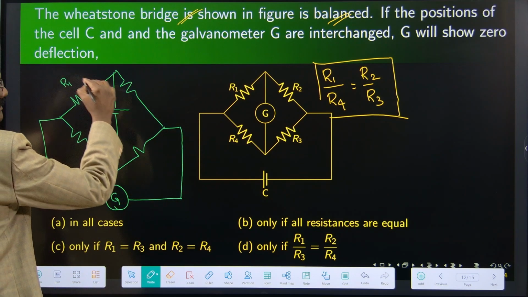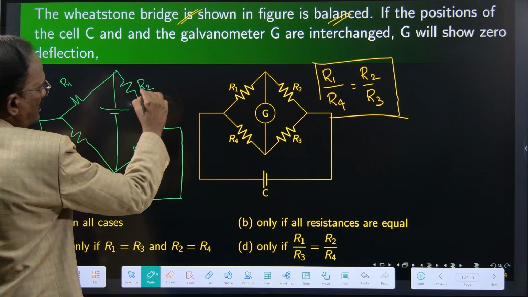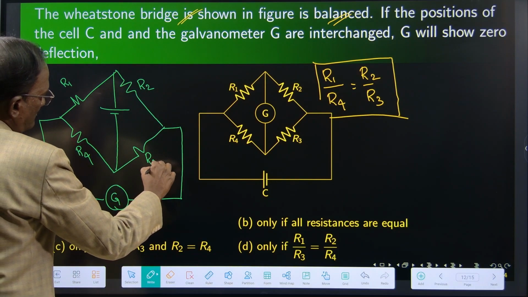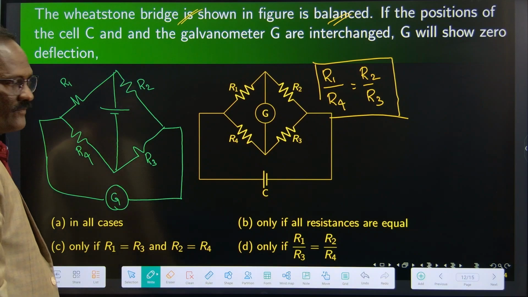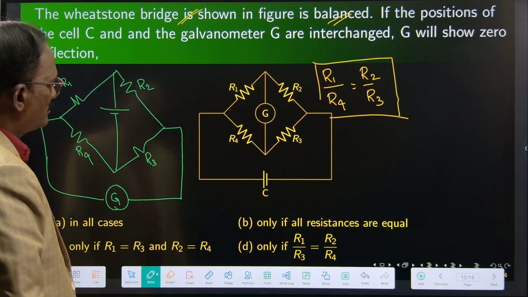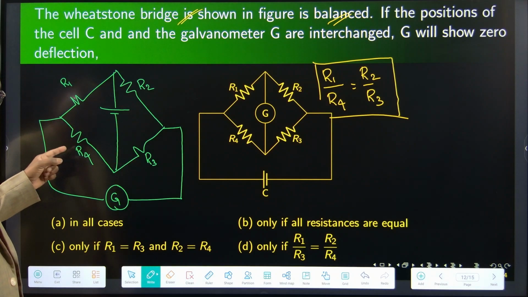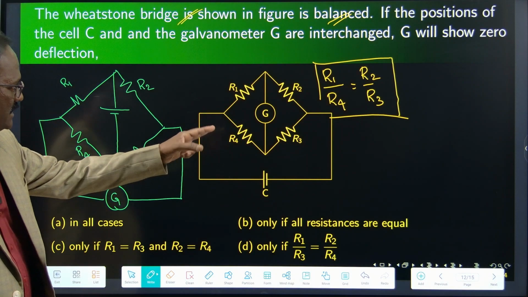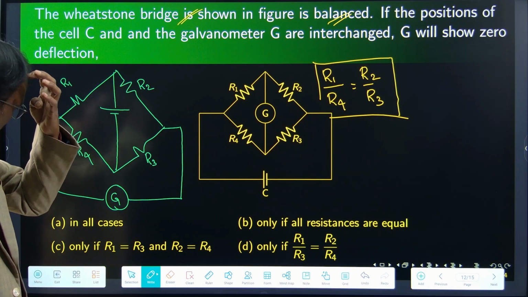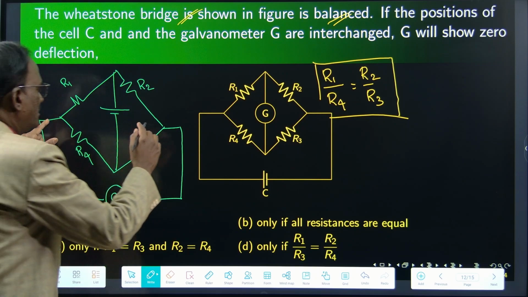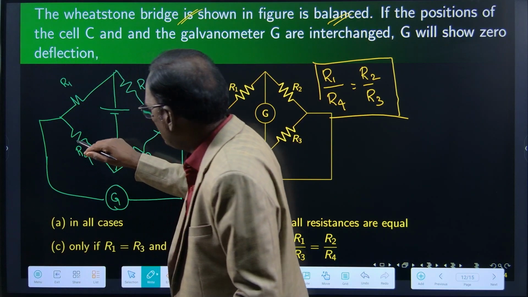R1, their positions are not changed. The resistances, their values and their positions are not changed. R1, R2, R3, R4, right? Only the cell and the galvanometer positions are changed, right? So now the cell has come here. The galvanometer, usually, is in the center branch.